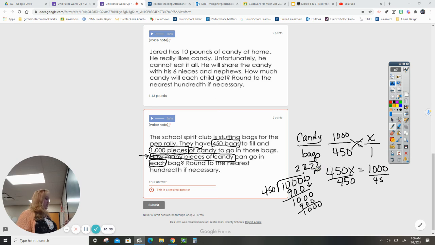Looking next door, it stays the same. So this one will be 2.22 per bag. I think the answer is going to require us to just put 2. Let me pause and double check. Okay, let me walk over to the computer and pause.